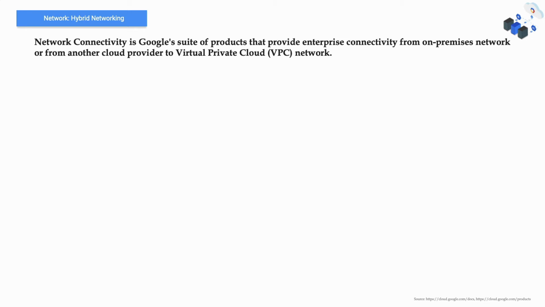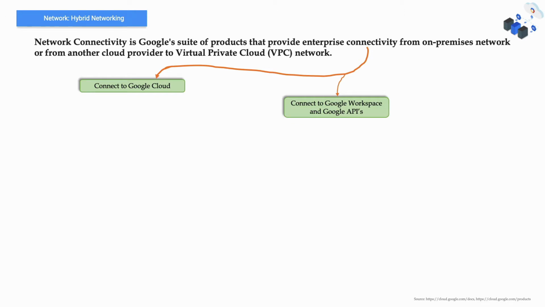Network connectivity is Google's suite of products that provides enterprise connectivity from on-premises network or from any other cloud provider to the VPC networks. Now, when it comes to connectivity, what are the different ways where you want to connect to from your enterprise? You want to be able to connect to Google Cloud. Then you want to be able to connect to Google Workspace or Google APIs.